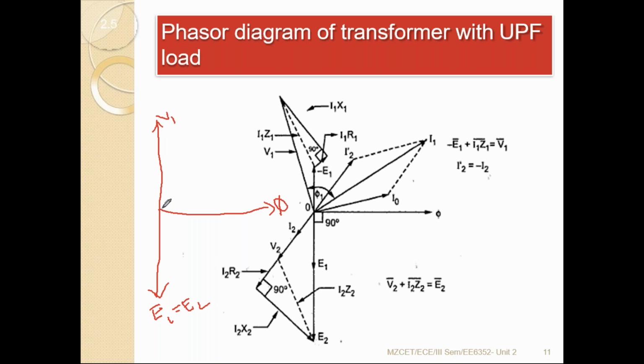Next step is when we connect the load. The primary voltage and primary current are separated by the angle phi1. Now this is the axis I1, and it is a combination of I2 dash and I0. So this is I2 dash and this is I0. This all belongs to the primary.